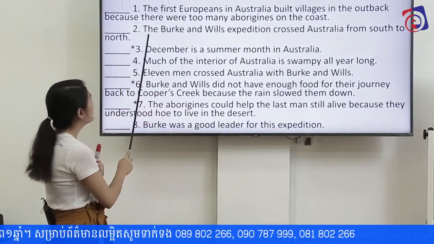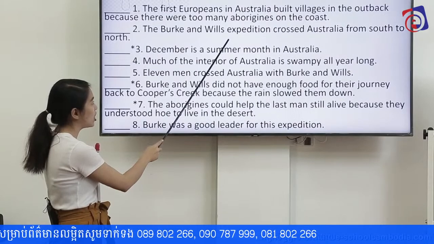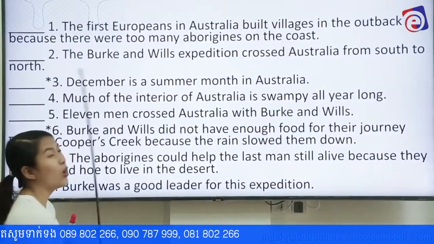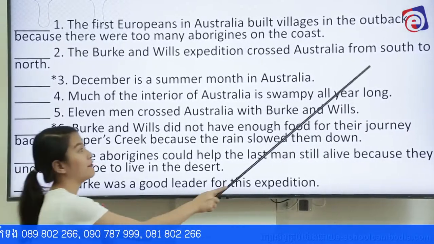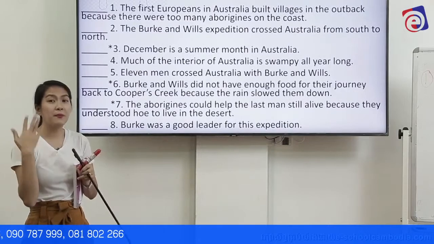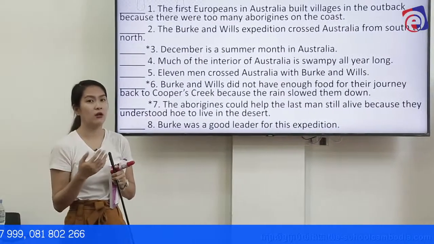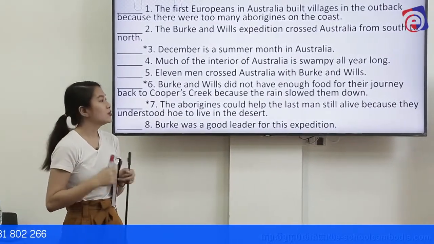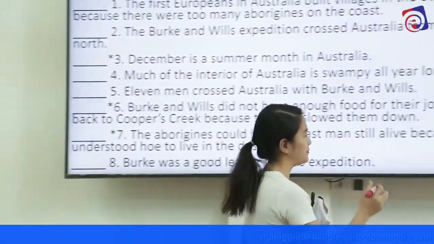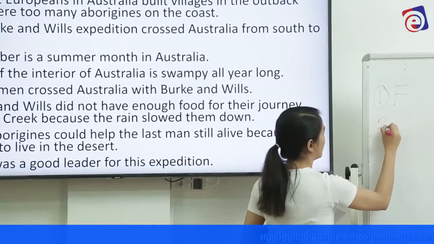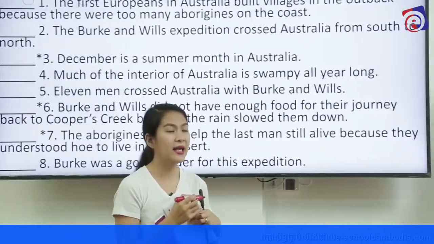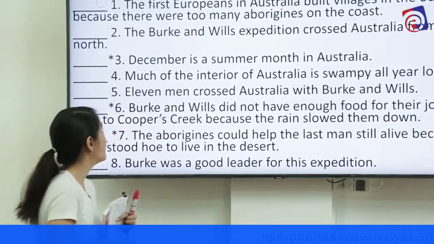Number 2, the Burke and Wills expedition crossed Australia from south to north. Is it true? They start from south going to north? If you can't remember, you can review the article or you can read it again. So the answer for number 2 is true. So we're going to write letter T. Okay, number 3.